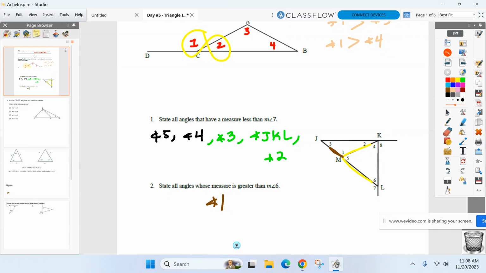Also, angle 6 is part of another triangle. It is part of triangle LKJ, the big one. And if you notice here, angle 8 would be an exterior angle, where 6 would be the remote interior. So angle 1 and angle 8 are the 2 angles. Any questions here? All right, let's try out the honors one now.